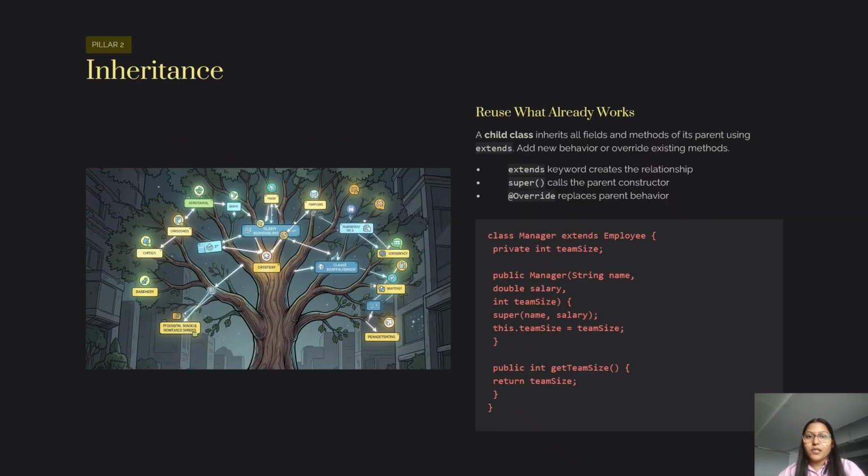Let's talk about the second pillar, which is inheritance. Inheritance means extending the properties and the behavior of the parent class into the child class, right? So it basically ensures the reusability of the code.